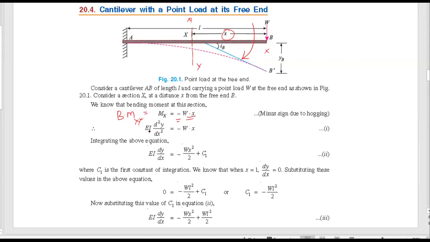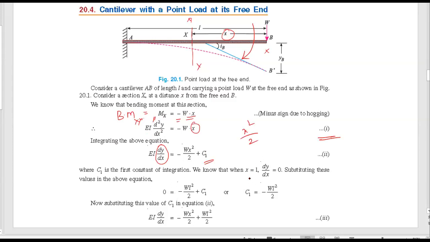We have proved that EI d square y by dx square is equal to M. Therefore, rewriting the equation, this becomes the first equation. Next, integrating both sides, we will get dy by dx, and integrating x, we get x square by 2, and an integral constant C1.